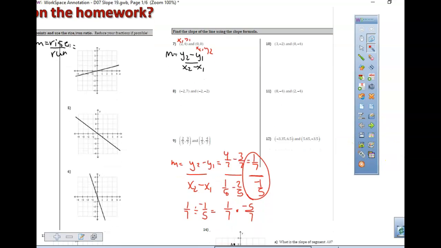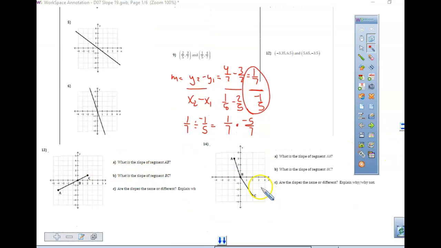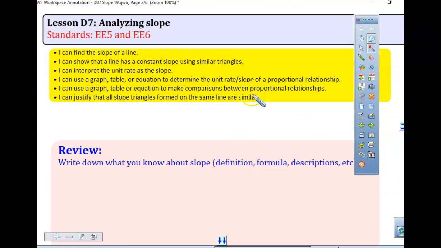So make sure you're finishing those problems, 13 and 14 on that next page. If you forgot those ones, make sure you're finding the slope of each segment from A to B, B to C, if they're the same or different. As you look at D7 in your notes, we're asked to write down what do we know about slope. So we're looking at the definition, the formula, and the description. You're on page 24 in your notes.